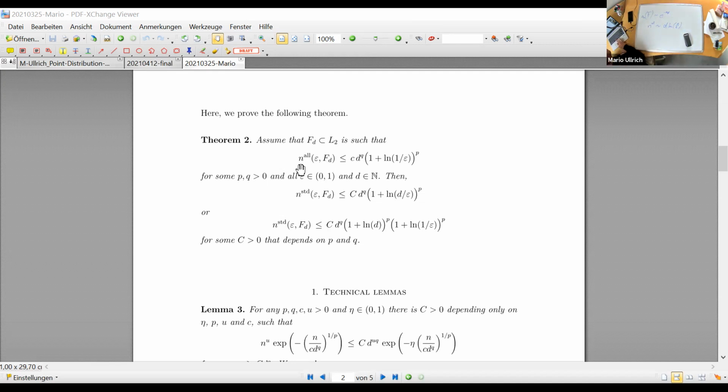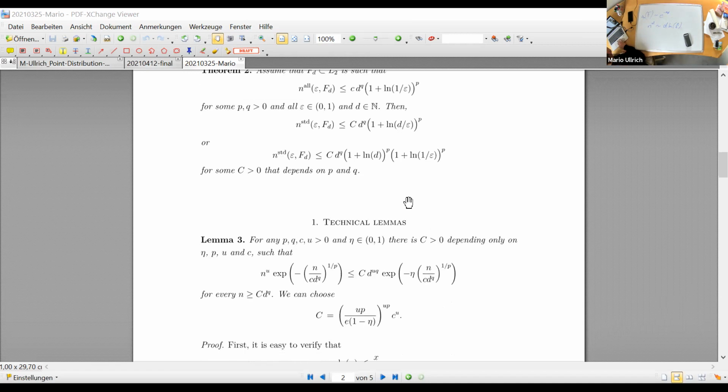And if we know the number of function values for lambda all of this form, then we get that the number of function values we need is basically the same. Oh, I think. A second, something is missing here. Yeah, somehow you need to take the second one. Sorry, the first one.